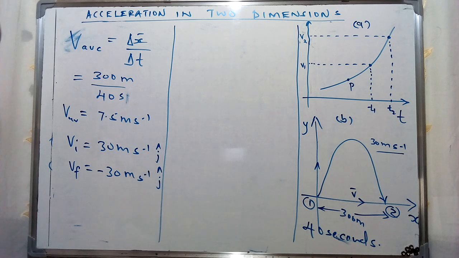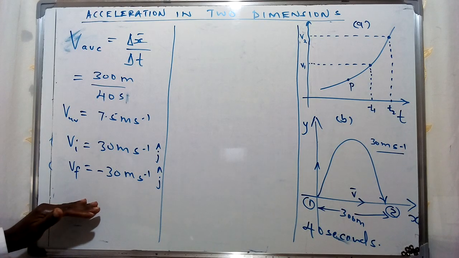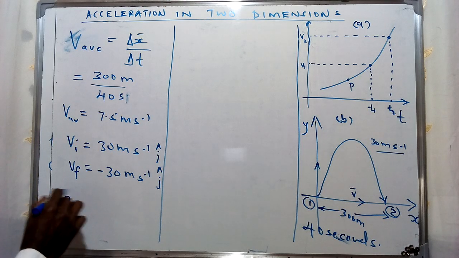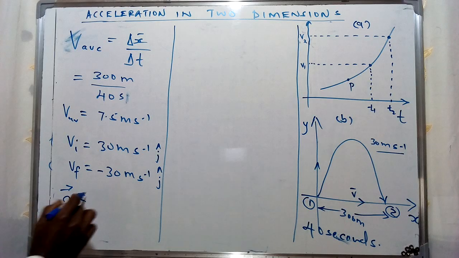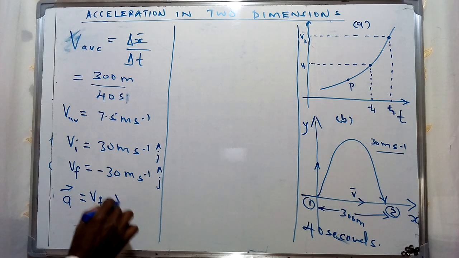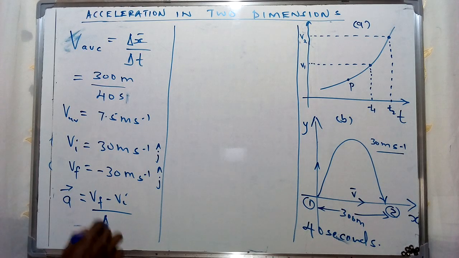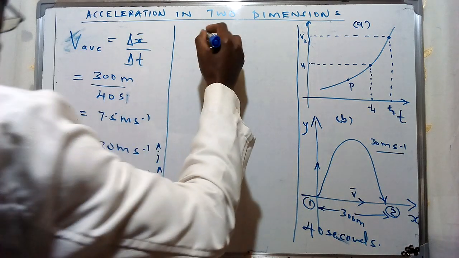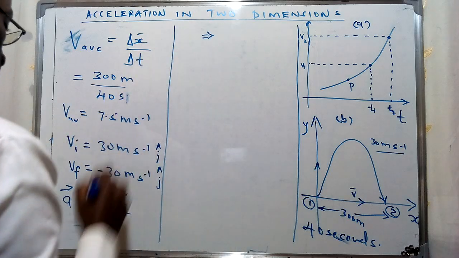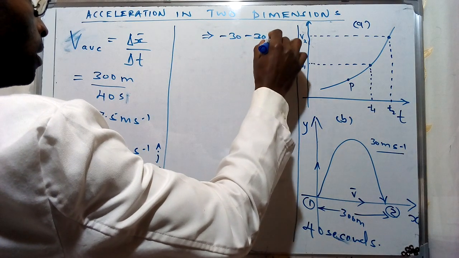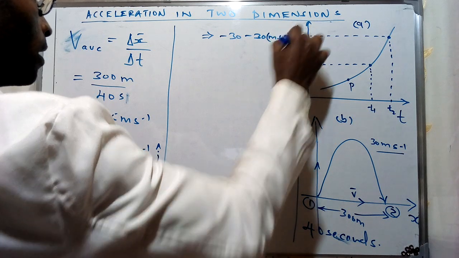So if we consider these 2 specific velocity components, we can evaluate the concept of acceleration by considering these 2 components in the j direction by giving acceleration in terms of the difference in velocity, which is velocity final minus velocity initial, and of course that one divided by the time interval. So this is going to be giving us a value of negative 30 minus 30 meters per second given as that one.